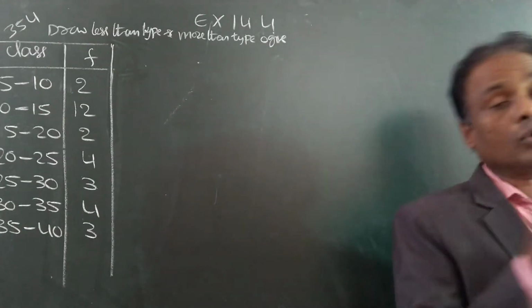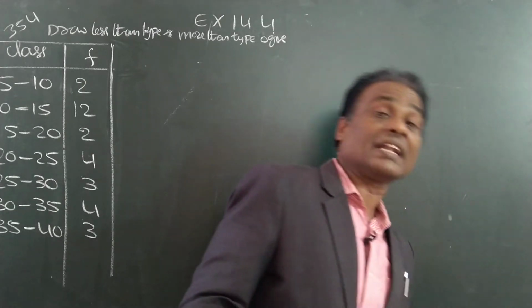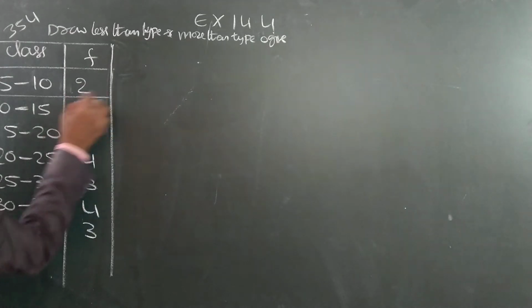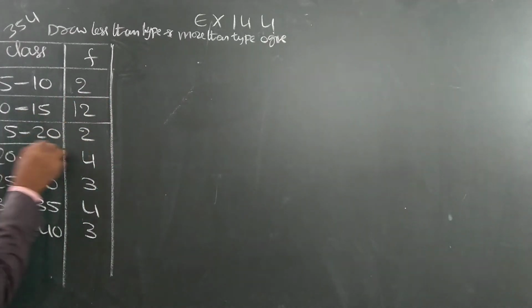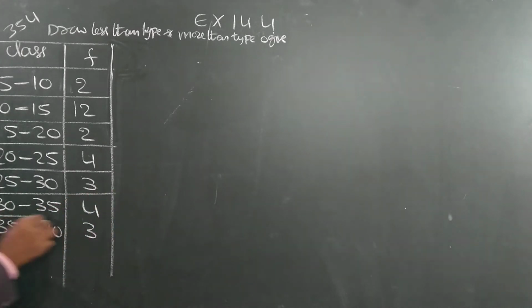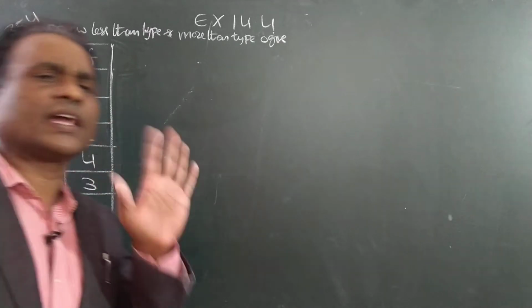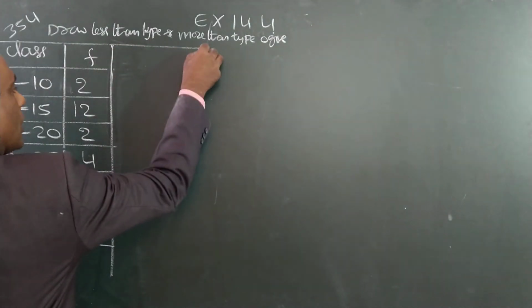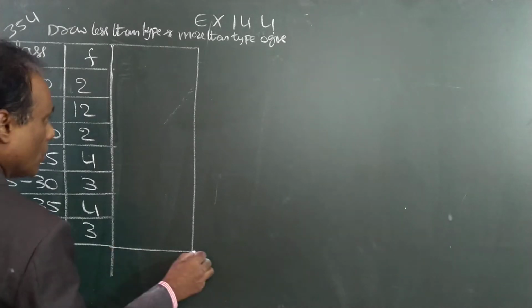Less than type, more than type. So how to draw the less than type ogive? Try to see the steps. First problem and second problem of this exercise we have solved. Very simple. For less than type ogive, we have to prepare two more columns.